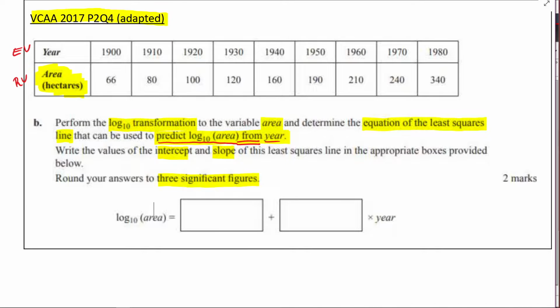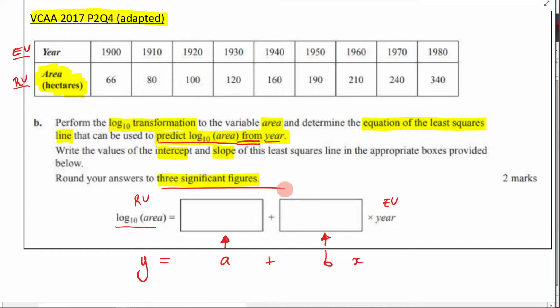Now, as you can see here, we're going to put values into these boxes. We have log 10 area is equal to something plus something times year. So this is where we can confirm that we've identified the EV and RV correctly, because we know that our RV exists here and the EV is there. So we've done that correctly. It's kind of given to us. Now, we know that our least squares regression line is in the form y is equal to a plus bx. So that means we need to put our a value into this box and our b value into that box. That's what we need to do in this question, and also make sure that we round to 3 significant figures. Okay, so let's give this a go.